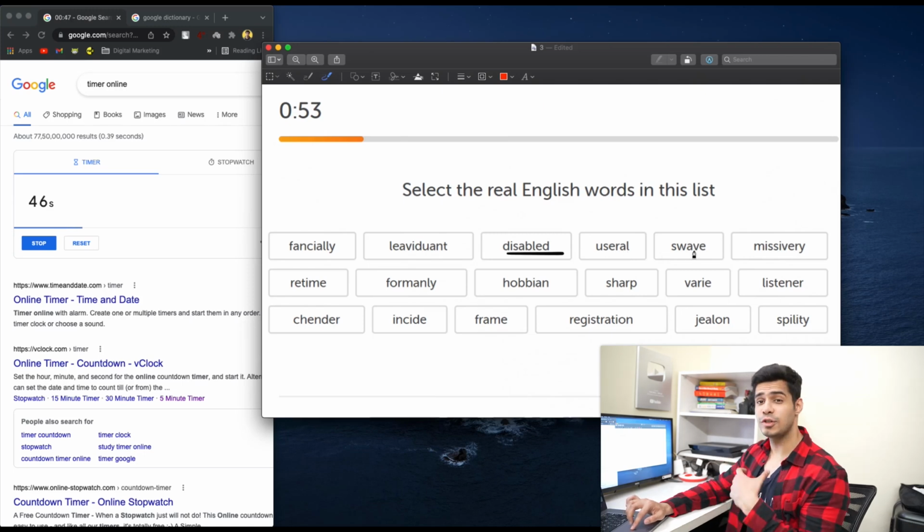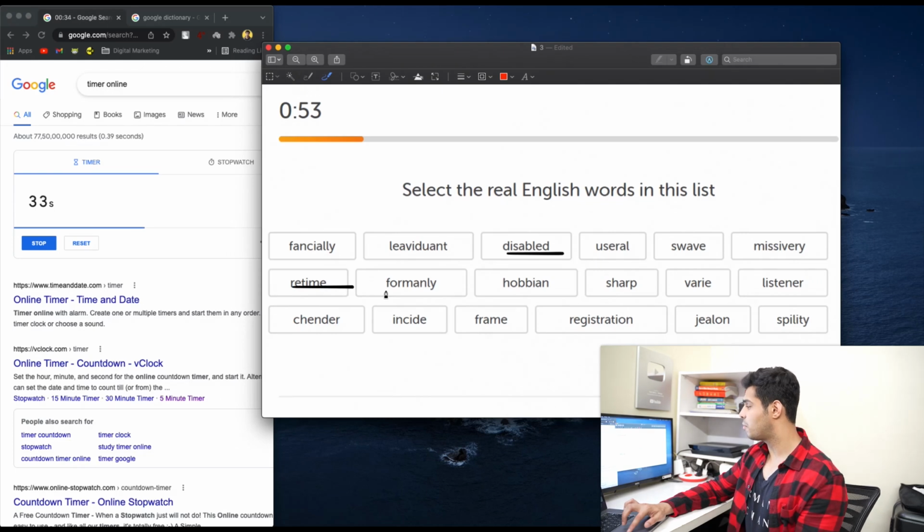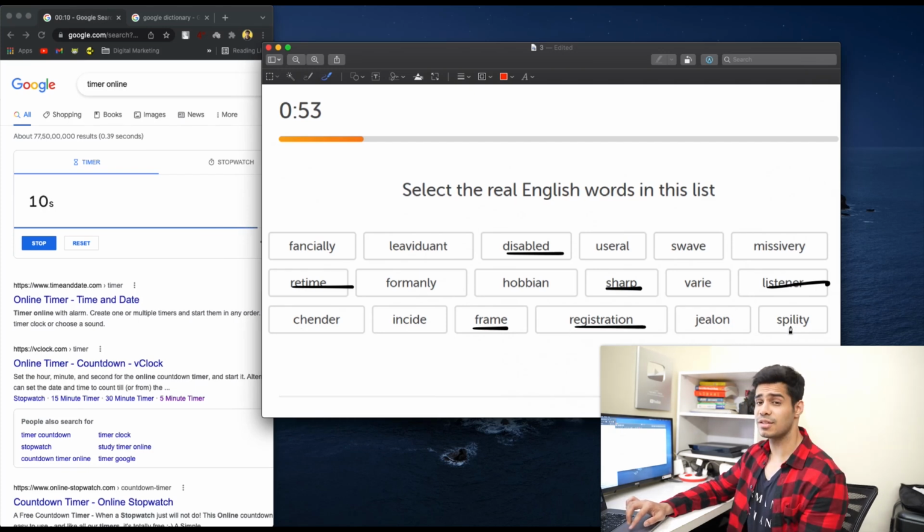Suave. Suave is actually spelled as S-U-A-V-E. This is the incorrect spelling, so I'm not going to select that. Miserly, I do not think it is a word. Retime is a word. You have to retime yourself, etc., right? You have to retime some things. Formanly? No. Formerly would have been a word. Formanly does not seem correct. Hobbyian? No. Sharp? Sharp is a word. Very is not a word. Listener? Okay. Gender? No. Inside? This should have been an S, maybe, inside, right? Frame. Registration. Gelatin is not a word. Spility, again, does not seem like a word.